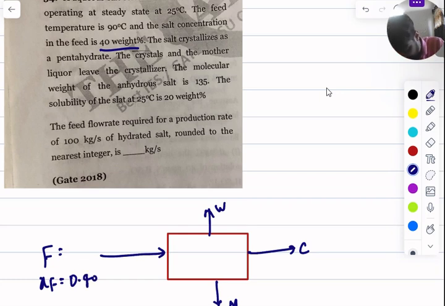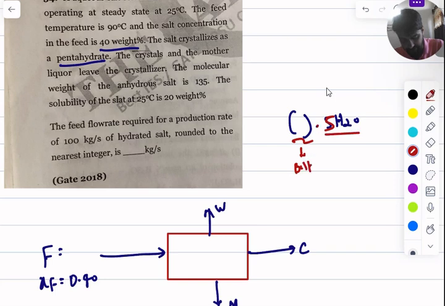The salt crystallizes as a pentahydrate, right? So if any salt is there, it is going to crystallize as a pentahydrate. So any salt dot 5H2O will be there once it gets crystallized. This is the salt and five water molecules will be there. That's why this is called a pentahydrate, right? The crystal and mother liquid leave the crystallizer. So water vapor is not there, right? They are only telling the crystal and mother liquid. So water vapor is not there in the picture.